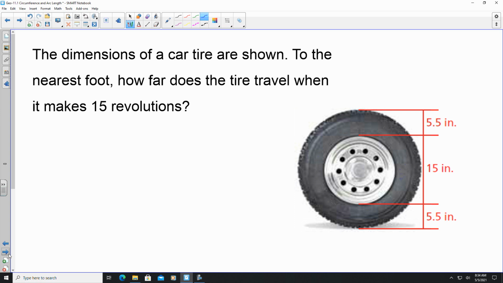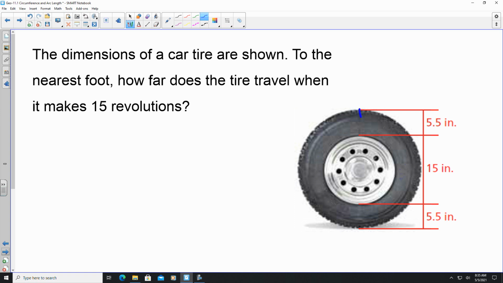All right. So here it says the dimensions of a car tire are shown. To the nearest foot, how far does the tire travel when it makes 15 revolutions? A revolution would be like, this is 1, this is 2. What distance would it cover if it went 15 times? The revolution distance is going to come from its circumference.